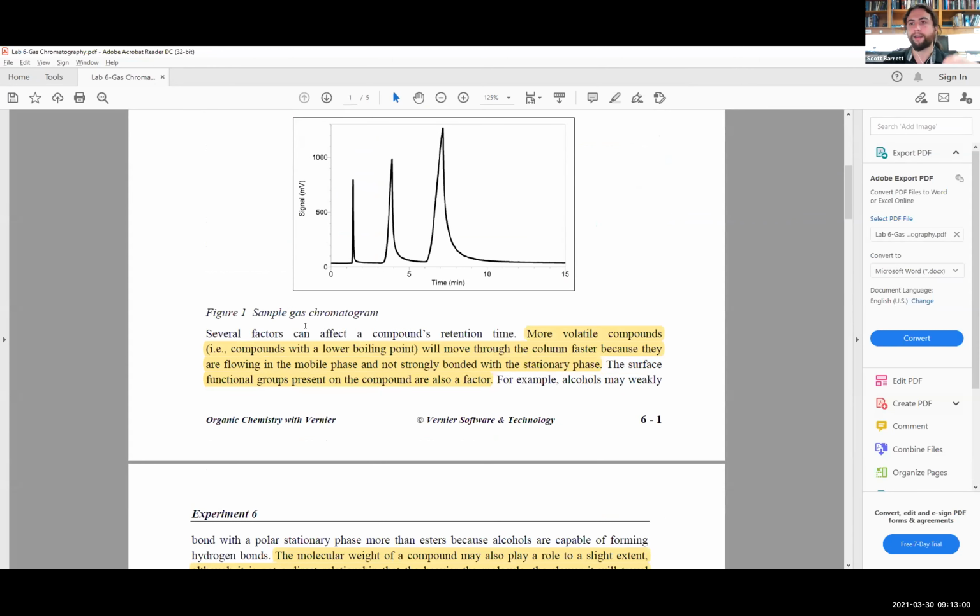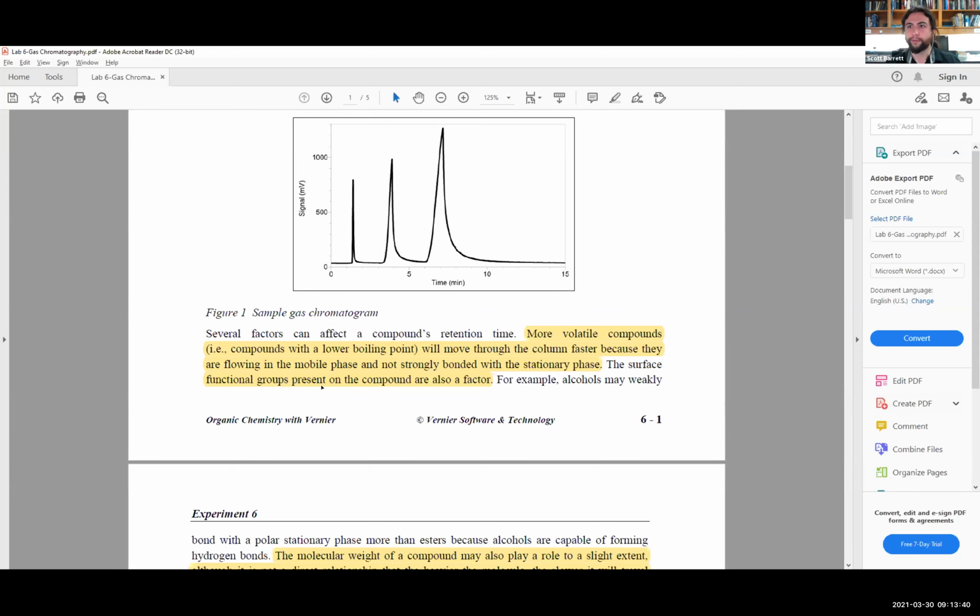And so we need to understand further: what makes a compound stick to the column? What separates multiple compounds? One thing we can look at is that more volatile compounds, or compounds with a lower boiling point, will move through the column faster because they are flowing in the mobile phase and not strongly bonded with the stationary phase. Something less volatile, with a higher boiling point, will elute slower and have a longer retention time on our gas chromatography machine. The surface functional groups present on the compound are also a factor. So it's not only the volatility, it also depends on the functional groups.